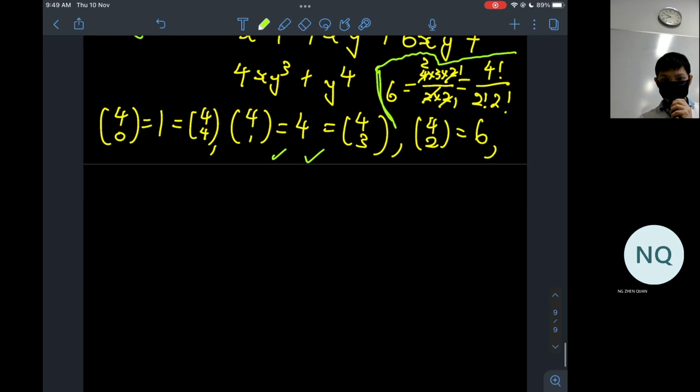What time is it? 9:40. Since it's close to 9:50, maybe we take a break and then come back and see an even easier way to compute this binomial expansion.